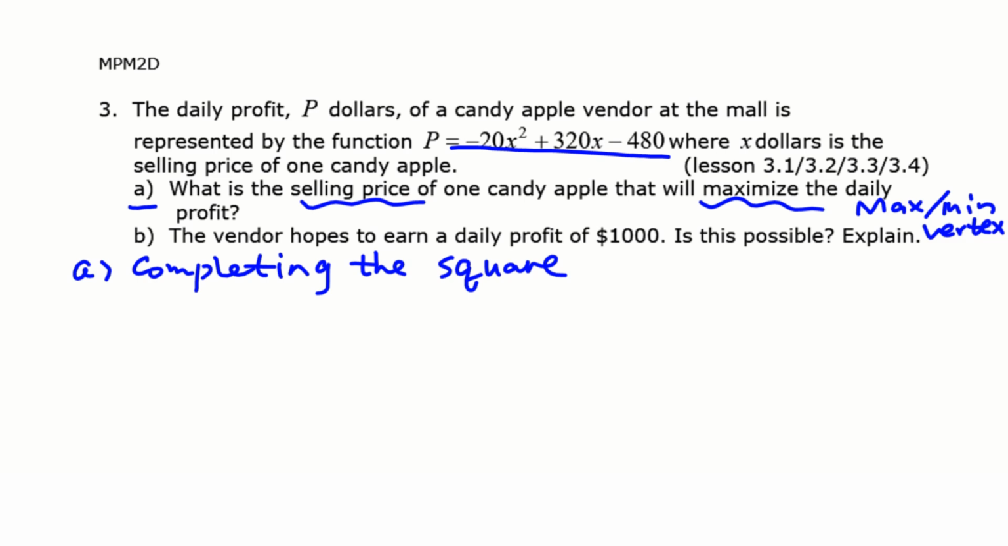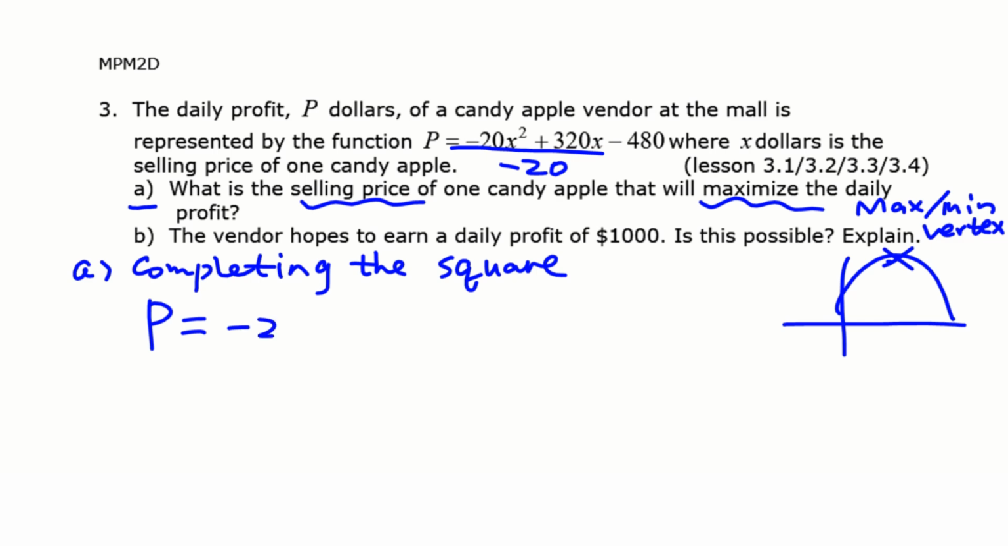Complete the square to find the vertex. Once we have the vertex, then we know the maximum daily profit. So P equals this one, divided by the value of the first two terms, not the third term. Third term, leave it there.